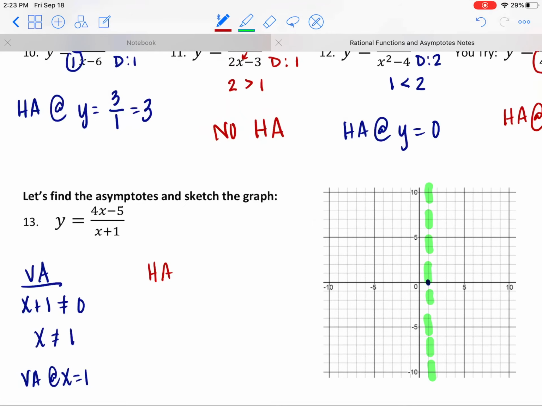So my horizontal asymptote, I look at the degrees. The degree of the top is 1, that's the highest exponent there. The degree of the bottom is also 1, and so I'm going to divide my leading coefficients. So 4 divided by 1, which is just going to be 4. So a horizontal asymptote at y equals 4. So I'm going to go to y equals 4, make a point, and I'm going to draw my horizontal asymptote through that point.